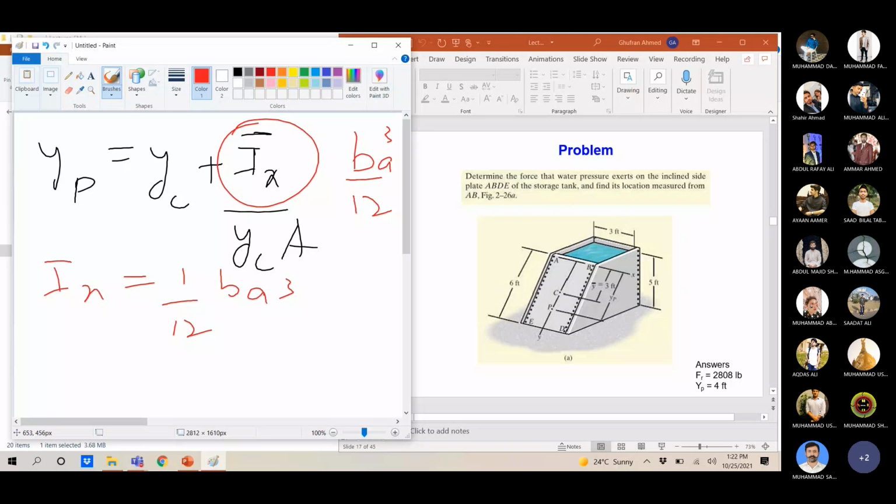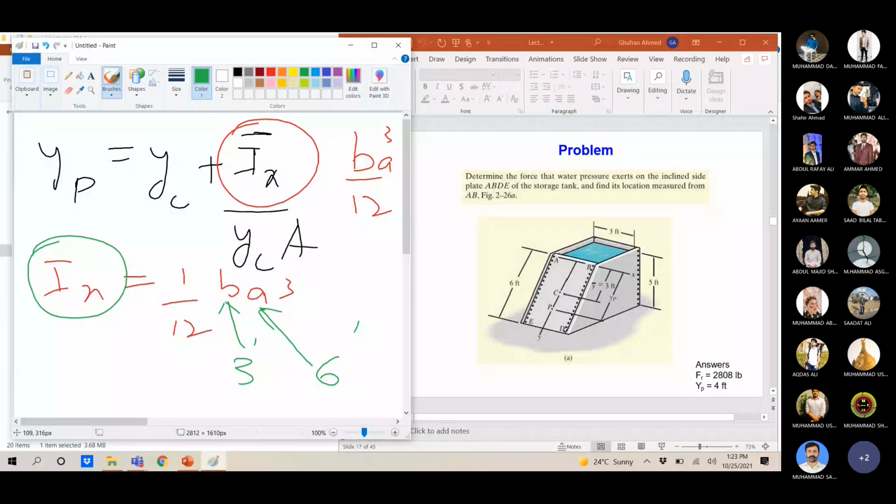So what is the value of B and A in this figure? Sir, B will be equal to 3 and A will be equal to 6. Very good. So B would be equal to 3 and A would be equal to 6 feet. Why have you not considered A equal to 3? Sir, B is the base, so the base is 3, it is given here anyway. Right, because we are actually taking moment of inertia about X.